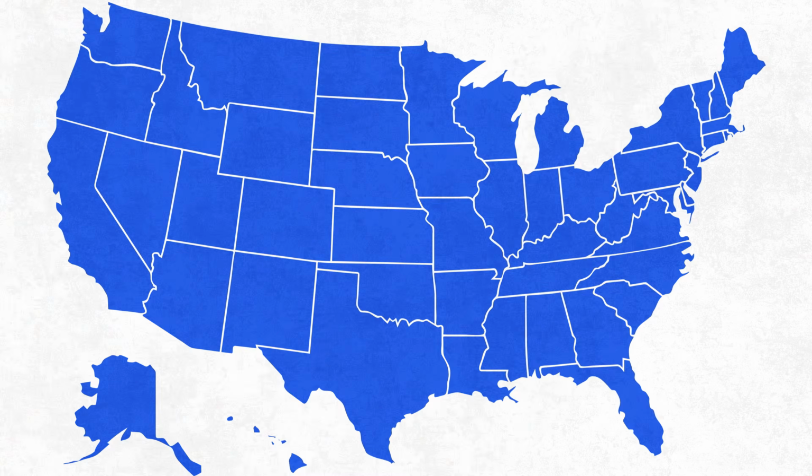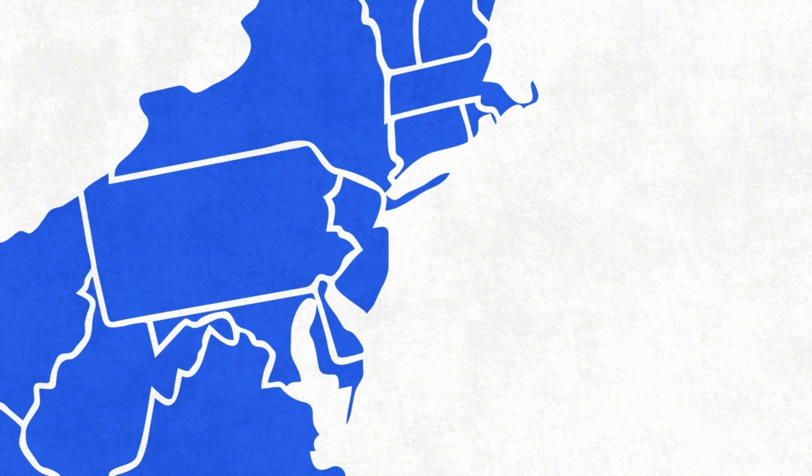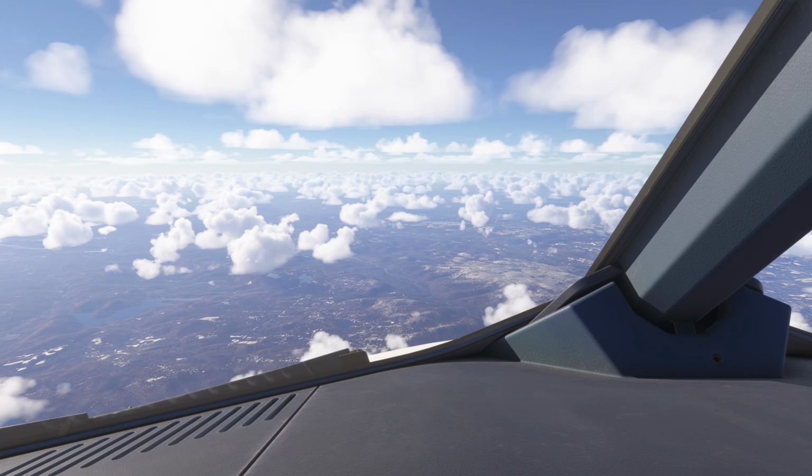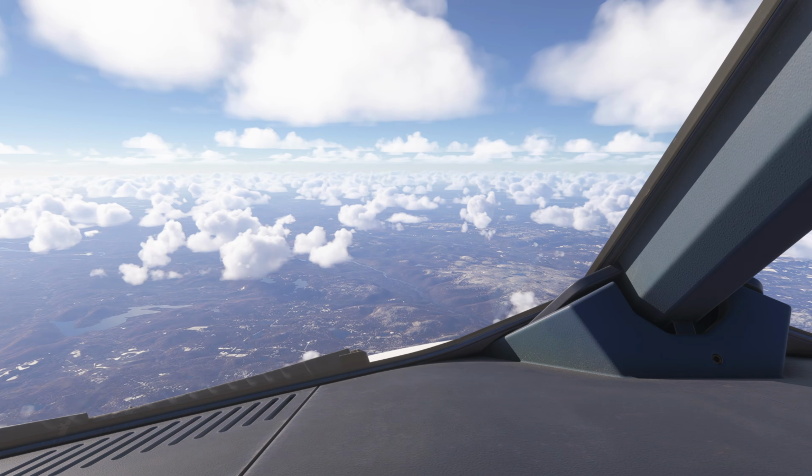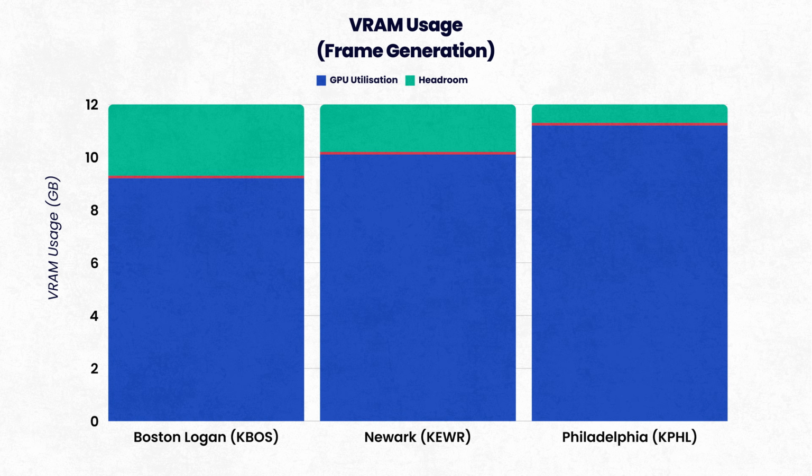So to verify this, we conducted another test, a 3-leg rotation between Boston, Newark and Philadelphia. We started with a clean simulator, having cleared the rolling cache and scenery indexes, and our baseline VRAM usage began at just 9.2 GB. But by the first leg, this crept up to 10.1 GB, before eventually reaching 11.2 GB by the start of the third leg.